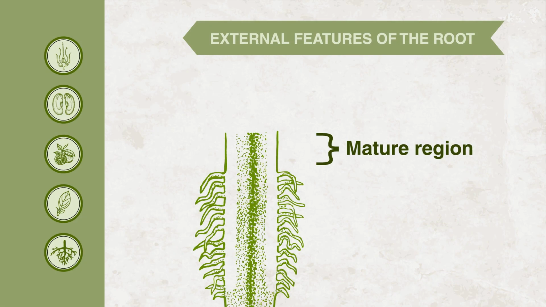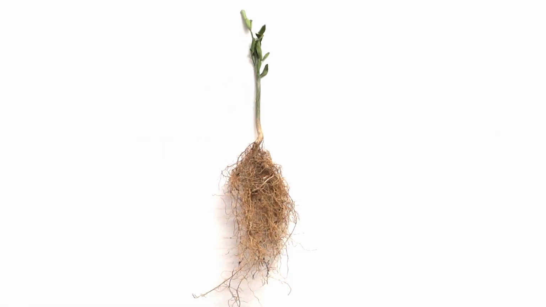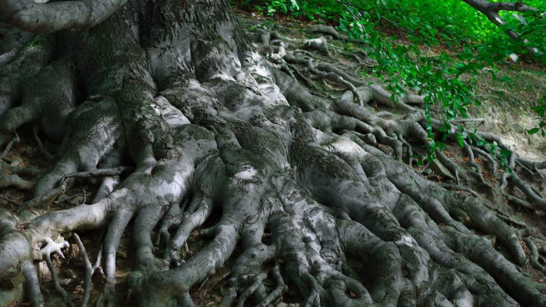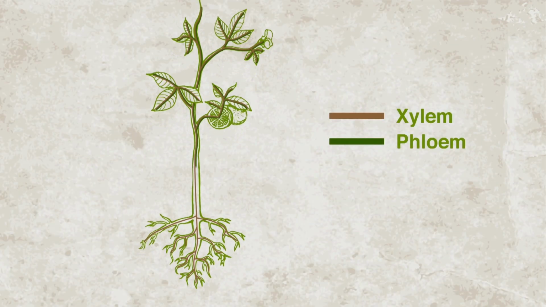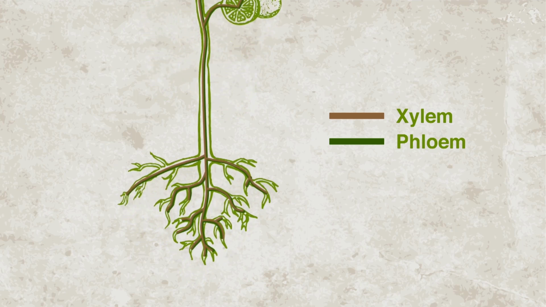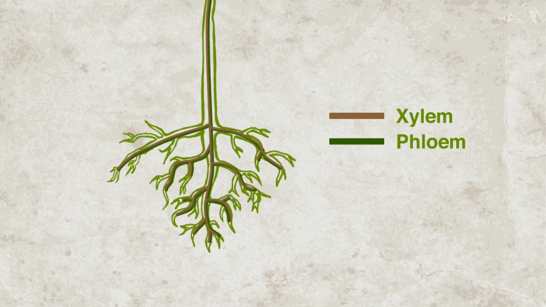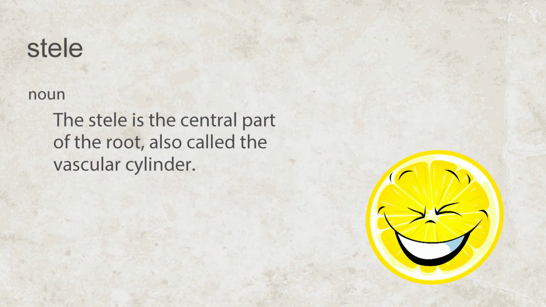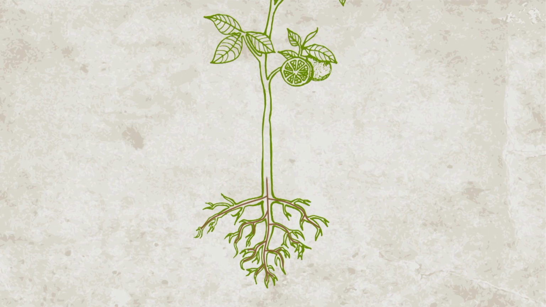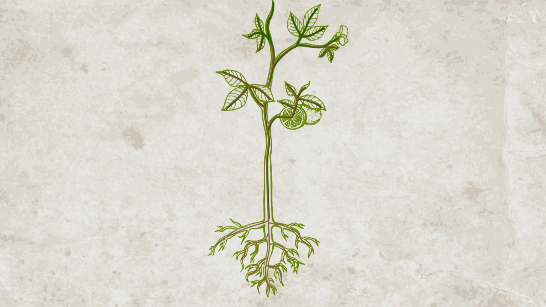Behind the root hair region is the mature region of the root, where it becomes thicker and from where more roots can grow out. In some plants, this region develops a cork layer, referred to as the bark of the root. The vascular system, the xylem and phloem, that starts in the root hair region links up with a system in the older part of the root running through the stele. The stele is the central part of the root, also called the vascular cylinder.